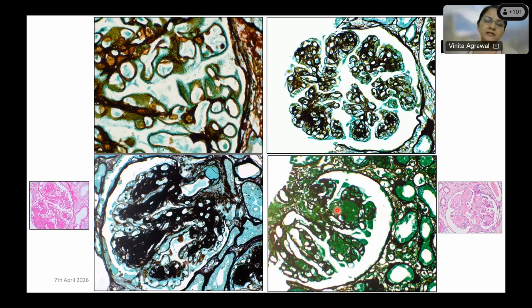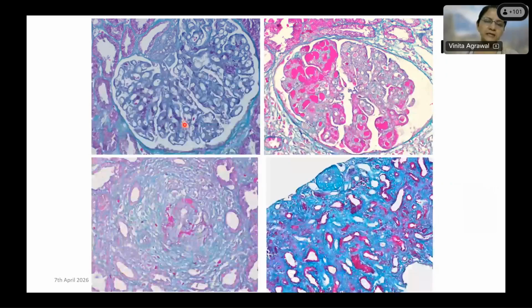The other fourth stain that we routinely do is the Masson's trichrome stain. Why do we do the Masson's trichrome stain? Remember, we do it for deposits. We also do it for fibrosis and also for fibrin. So one is deposits. If you see in this glomerulus, this is a Masson's trichrome stain, where you see the deposits which are beautifully highlighted in the mesangial area.